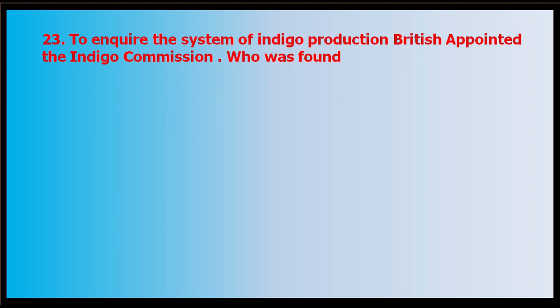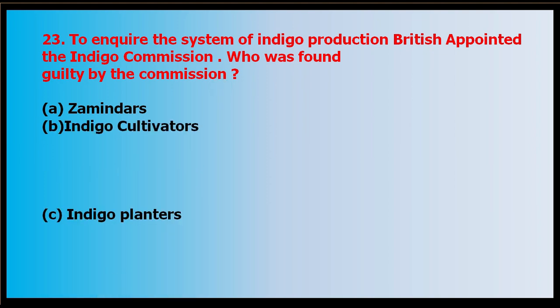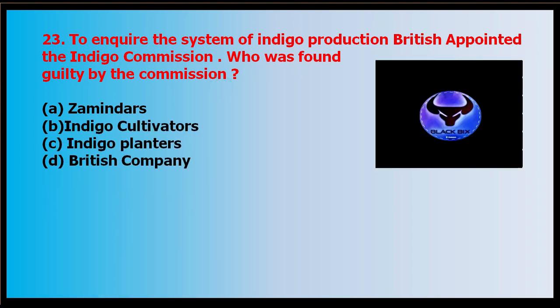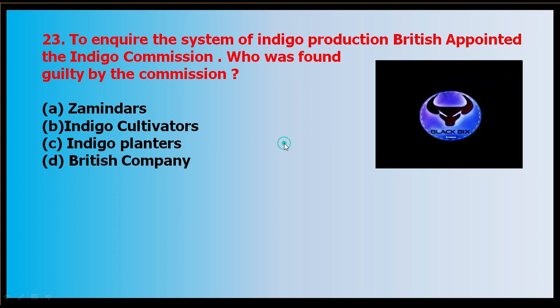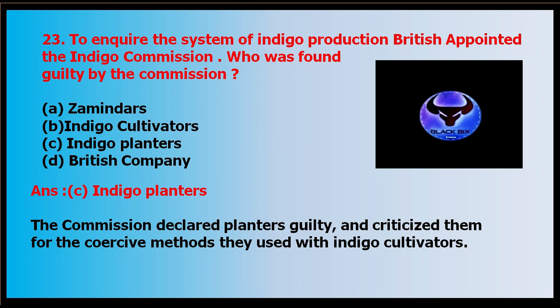Let's see. To inquire into the system of indigo cultivation, the British appointed the Indigo Commission after the Blue Rebellion, and in this report, who was found guilty by the commission? Your options are zamindars, indigo cultivators, indigo planters, or the British company. And your time starts now. Okay, so the correct answer is indigo planters. The commission declared planters guilty and criticized them for the methods which they used with the indigo cultivators.